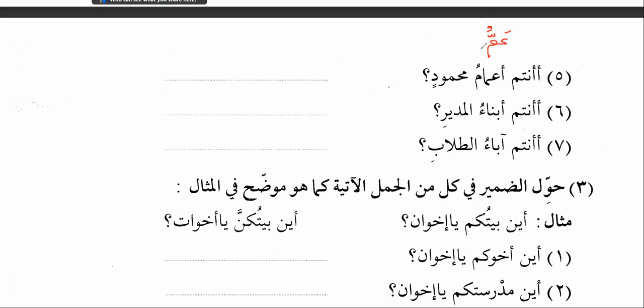So what is the word for auntie? It's amma with the ta marbuta. And what is the plural of amma? Ammat. Okay. So antum amamu Mahmudin.